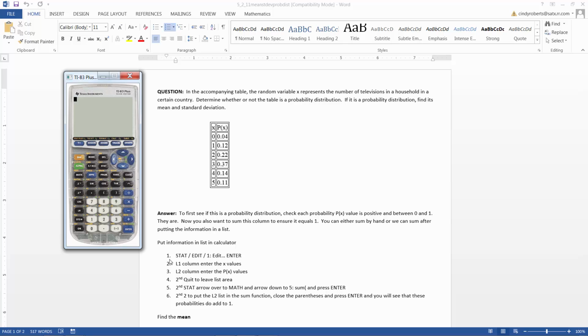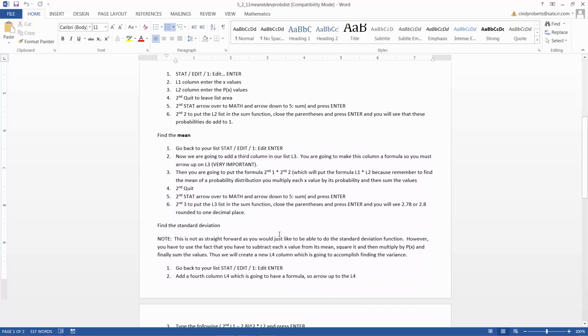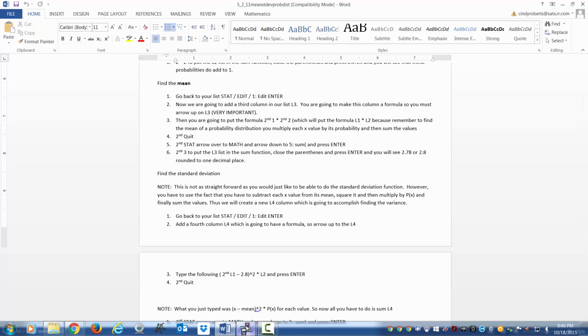Then I'm going to do second stat. I'm going to arrow over to math and then down to sum. I press enter, and I want to see if the L2 values sum to 1. Basically, you could have just typed them in your calculator and seen if they sum to 1. To do that, I do second 2, because that gives me L2. I close my parentheses, and voila, I do see that the values sum to 1. So that means I can continue.